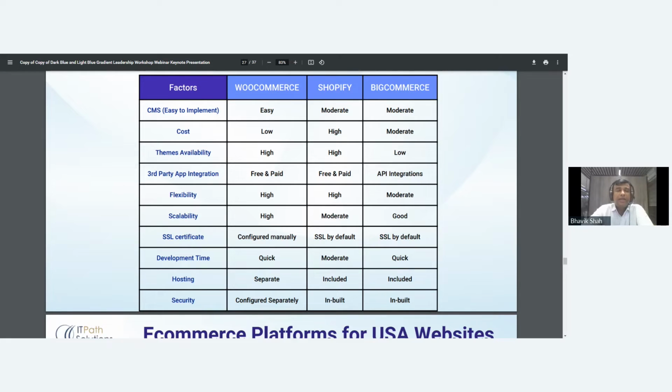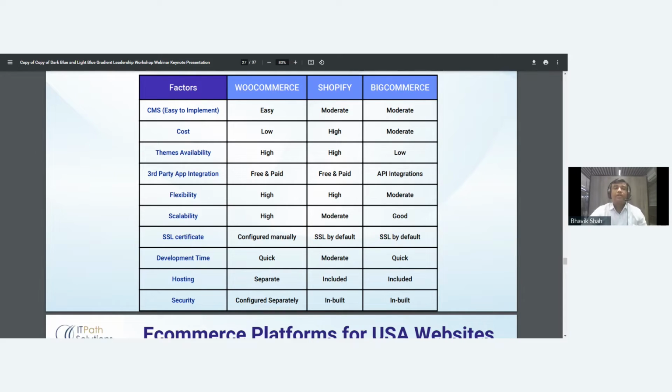Flexibility, in the context of adding new features. Let's say you've developed an e-commerce platform, but down the line, you decide to add one new feature. This usually happens, so we need to consider flexibility. With WooCommerce, it's high. With Shopify also, it's high. With BigCommerce, it's moderate. Which means if you choose WooCommerce as your e-commerce platform, then there is high flexibility. With Shopify, again, high flexibility. With BigCommerce, there's moderate flexibility.